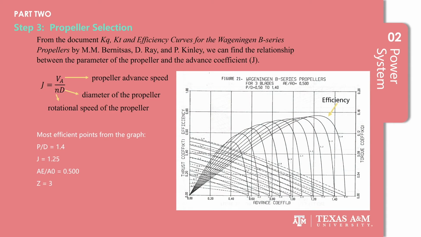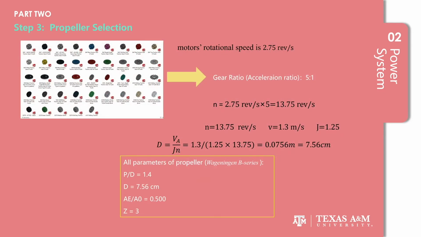From the supporting documents, we now choose to use 3-blade propellers with the blade area ratio equal to 0.5. By doing research on the different gear combination, we finally choose to use the gear ratio of 5/1. And now we can calculate the diameter of the propeller.